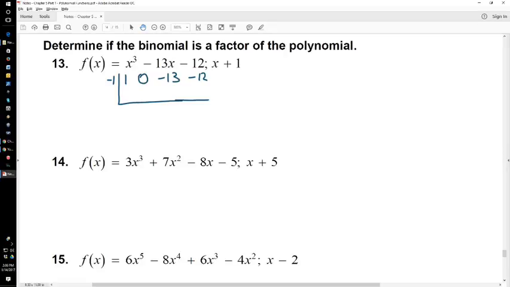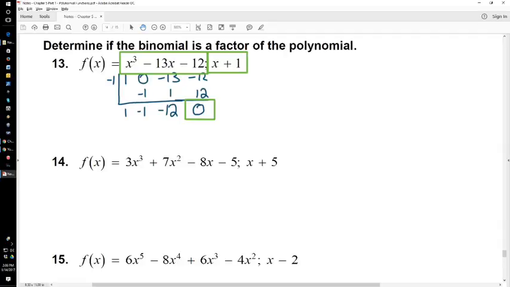And then remember, you drop down, then multiply, add, multiply, add, multiply, add. So we'll drop down the 1. 1 times negative 1 is negative 1. Add those up, you get negative 1. Multiply those, you get positive 1. Negative 13 plus 1 is negative 12. Negative times negative is a positive. And those add up to 0. Okay, so we got this with a remainder of 0. And since we got a remainder of 0, that means this goes evenly into that. Therefore, it is a factor.